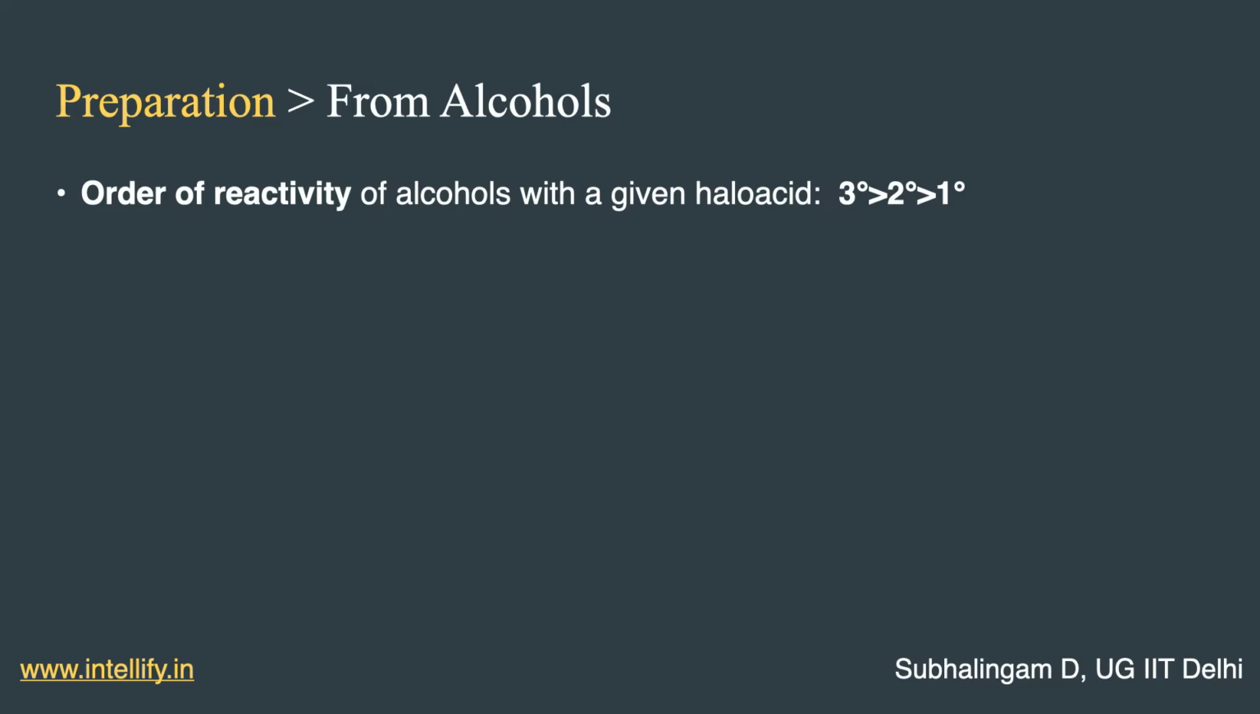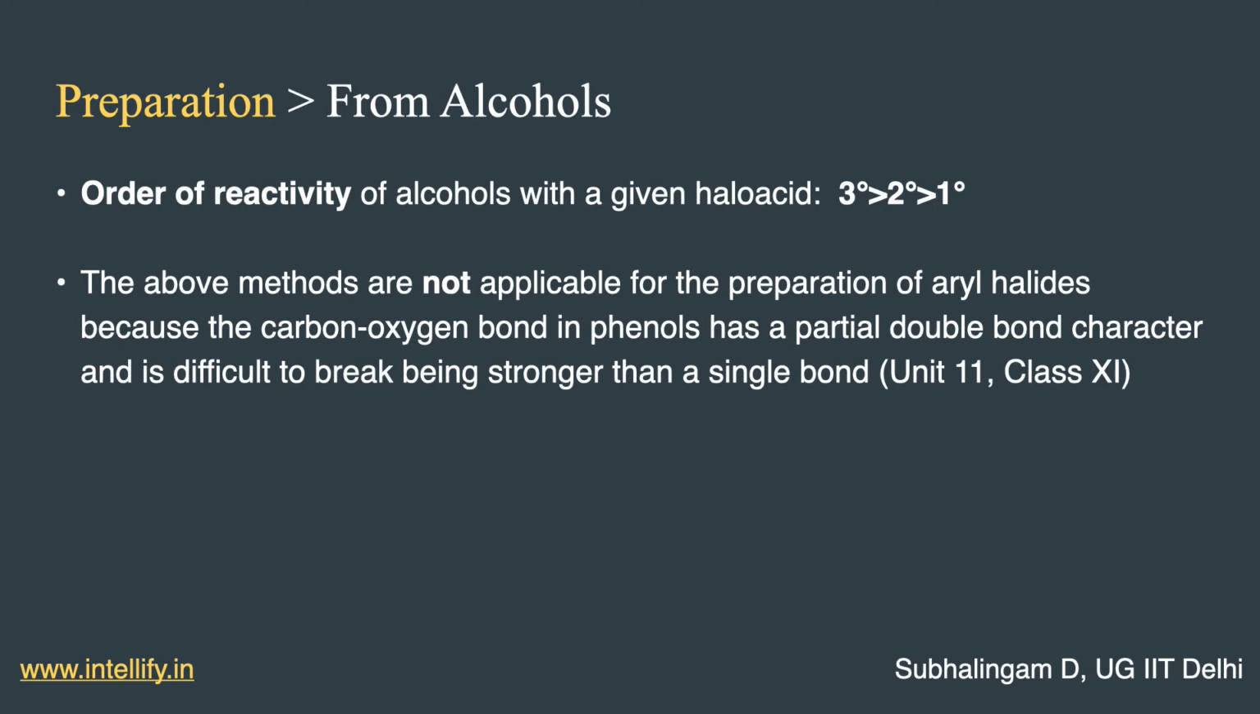Let's look into some interesting things here. The order of reactivity of alcohols with the given halo acid follows the order: tertiary highest, followed by secondary, then primary. And a very important note is that the above methods are not applicable for preparation of aryl halides because in phenol we have a C-O bond, and due to partial double bond character due to resonance, this bond is difficult to break, which we have seen in unit 11 of class 11. So that was about preparation via alcohols.